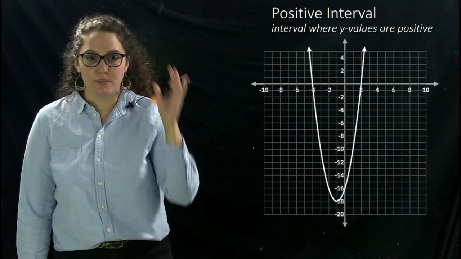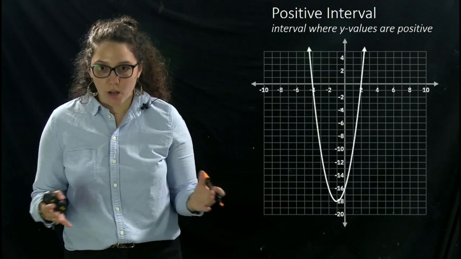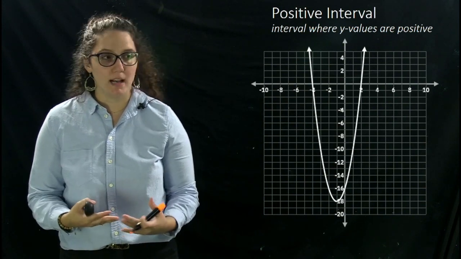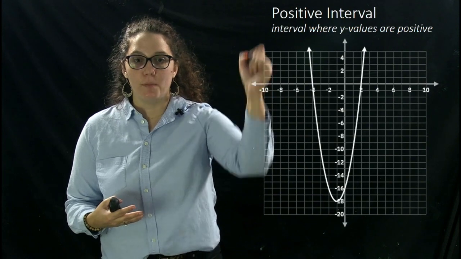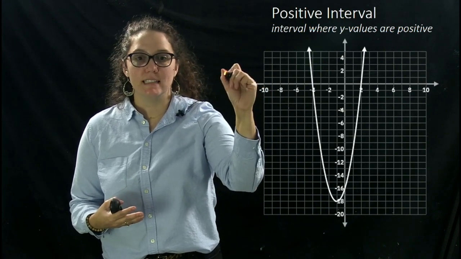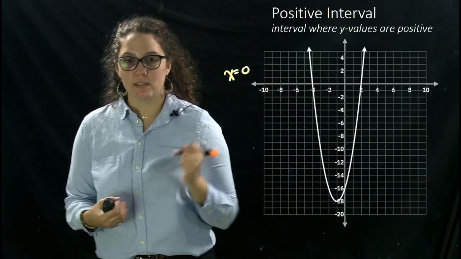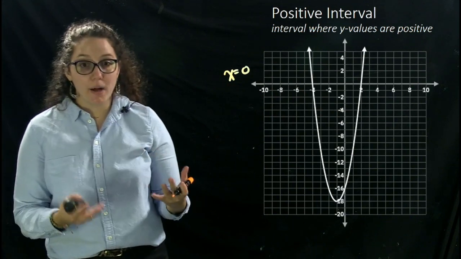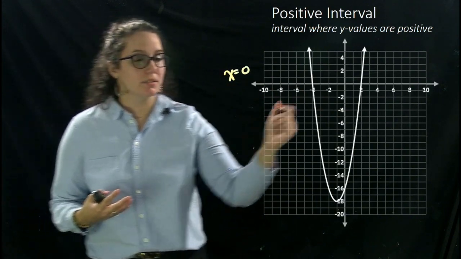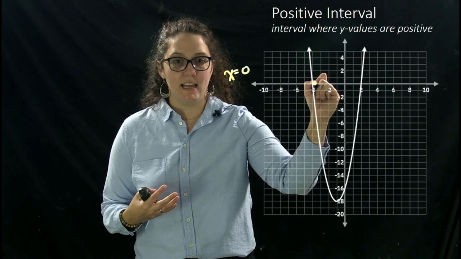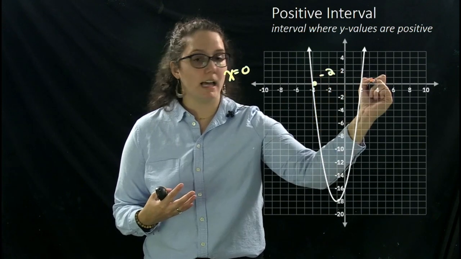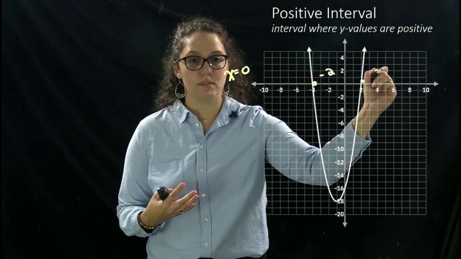So for positive intervals, that describes all places on the parabola where your y values are positive. So those are going to occur above the x-axis because your x-axis is the equation y equals 0. And so anything above the x-axis is positive. And so we can use the x-intercepts to help us determine our intervals.